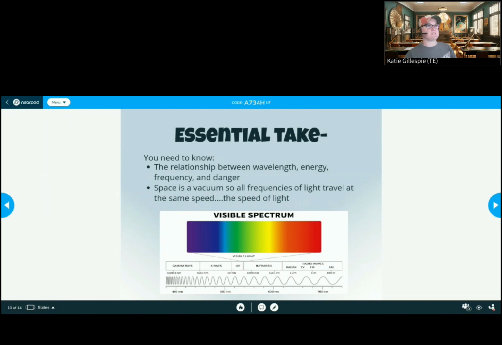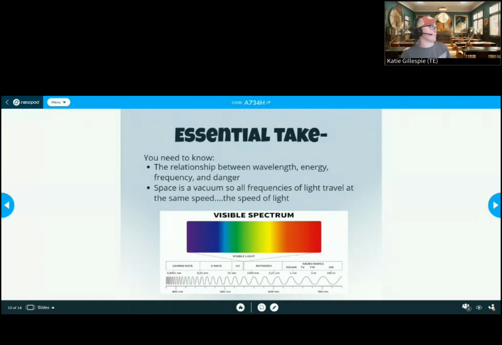Let's Google that real fast. The speed of sound is 343 meters per second. The speed of light, if I'm not mistaken, is 300 million meters per second. So that's a big difference: 343 meters per second or 300 million meters per second.